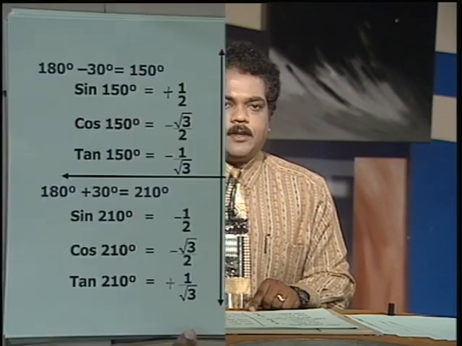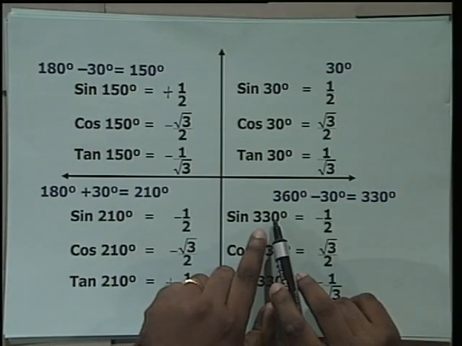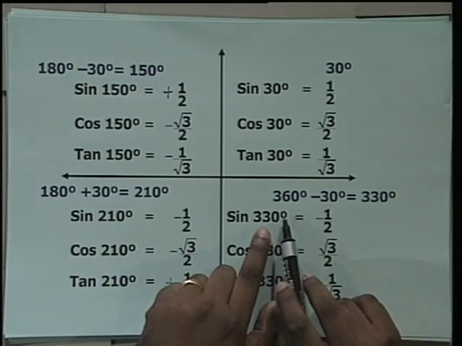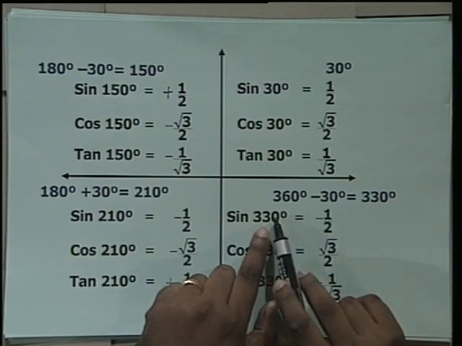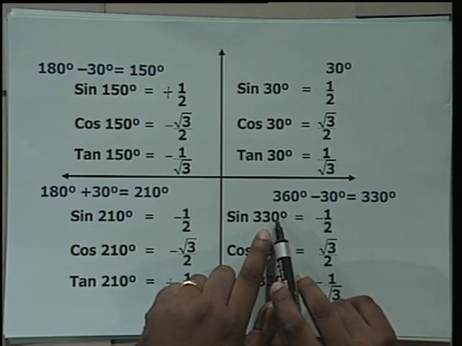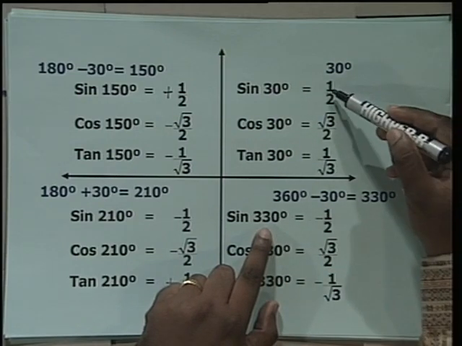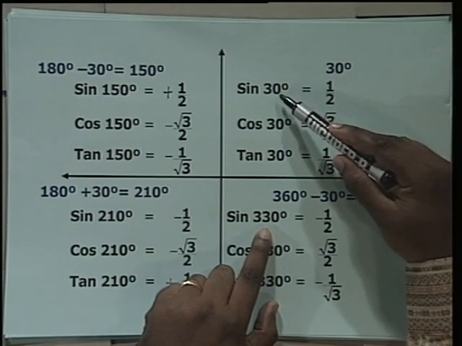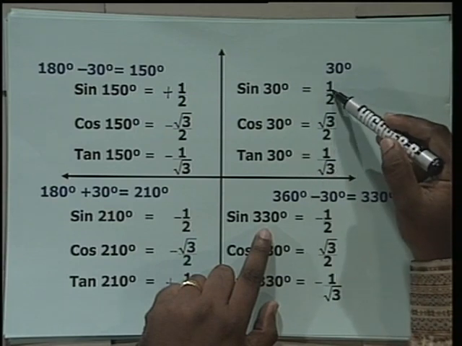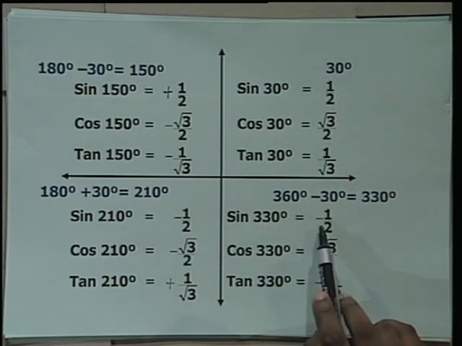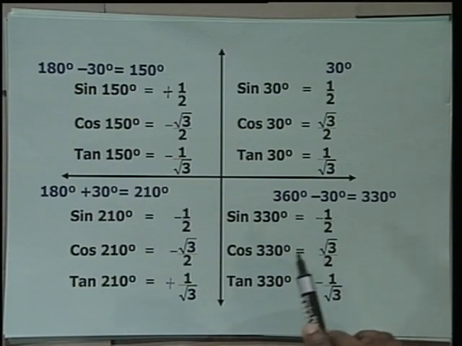Similarly, the angle related to 30 degrees in the fourth quadrant is 330 degrees. So sine of 330 degrees will be negative simply because 330 degrees is in the fourth quadrant. So it will be negative, but its magnitude will be equal to sine 30, so half. So we'll write sine 330 is minus half.